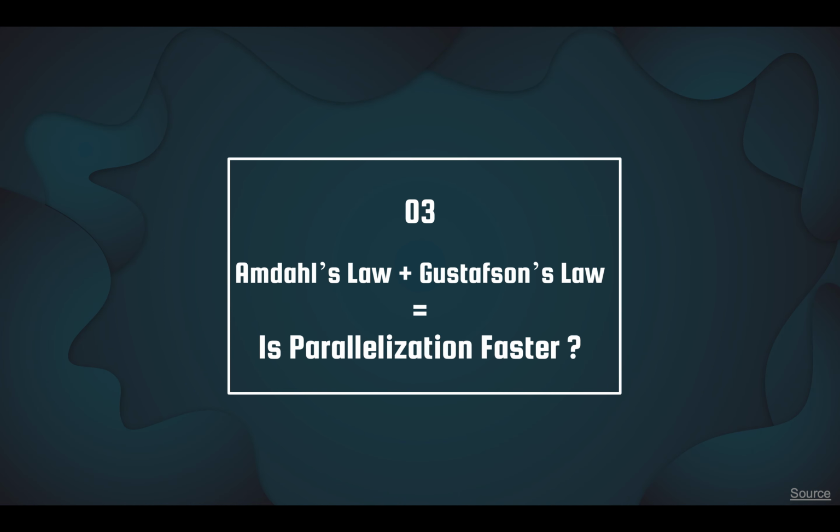Amdahl's law provides the theoretical speedup in execution of a task at fixed workload for a system whose resources can be improved, based on which Gustafson's law theoretically claims that if a task is run in a parallel architecture, then it should execute much faster as compared to being run in a serial architecture system.